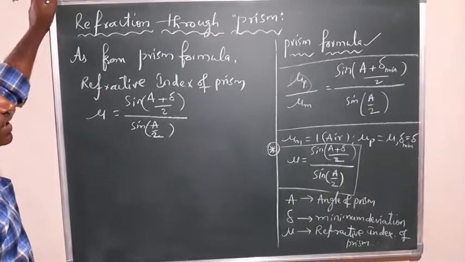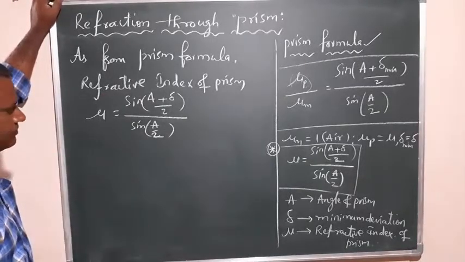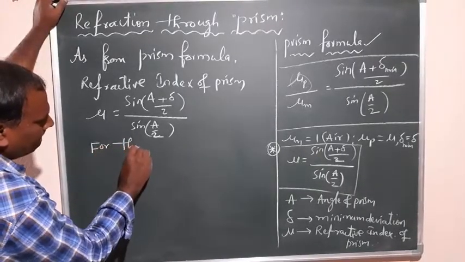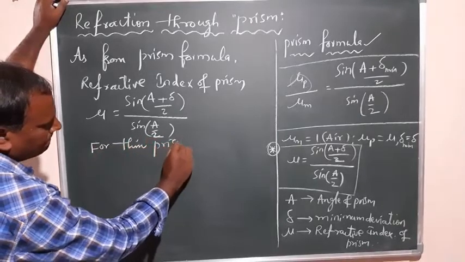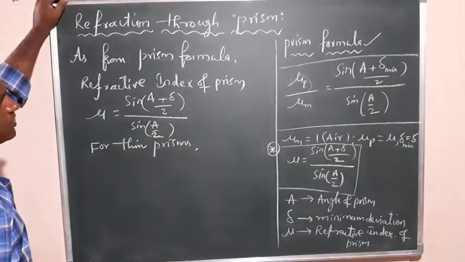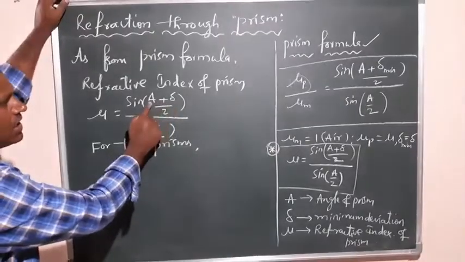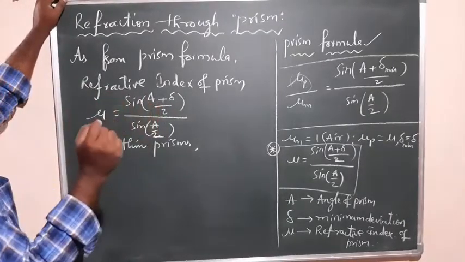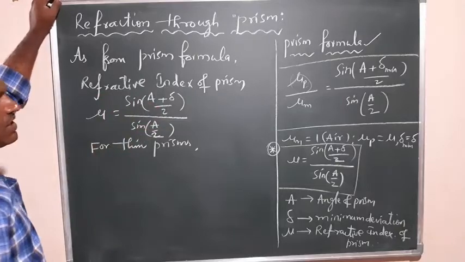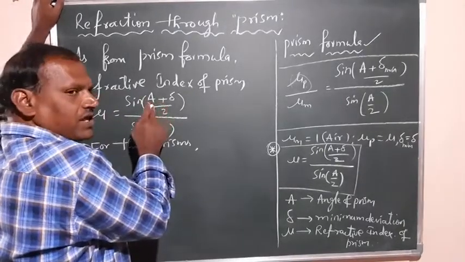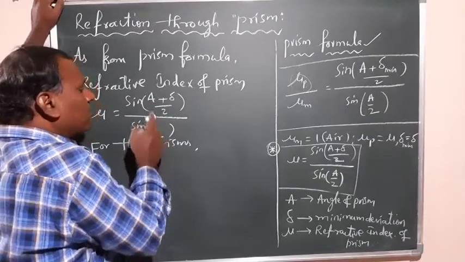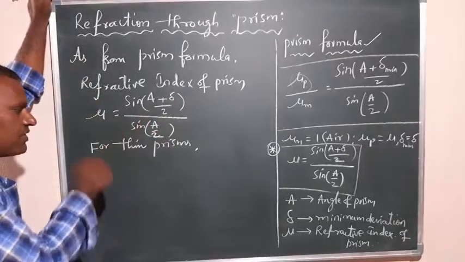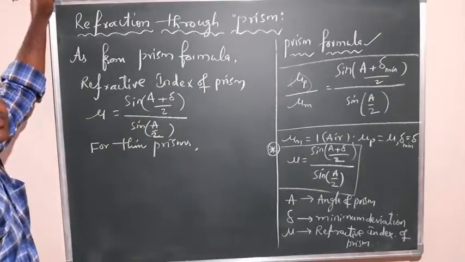That condition is, if the prism is a very thin prism, that is, for thin prisms, the angle of prism is very, very small. So the sine of that angle is almost equal to the angle itself. That means, whenever the angle is 5 degrees or 2 degrees, we cannot consider the sine, we consider only the angle. For thin prisms, angles are very small.